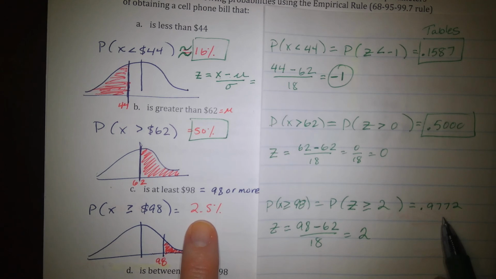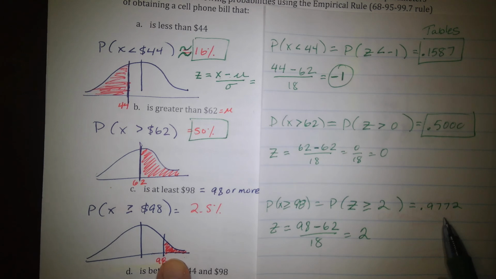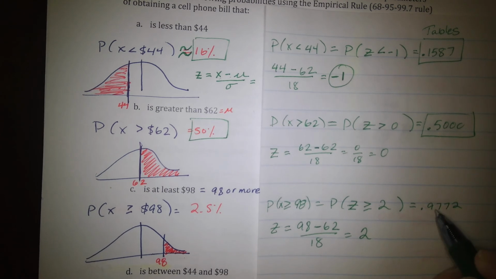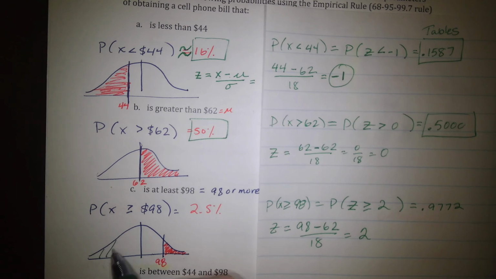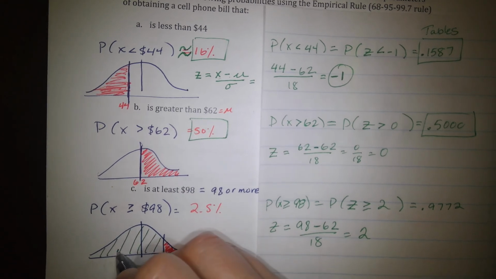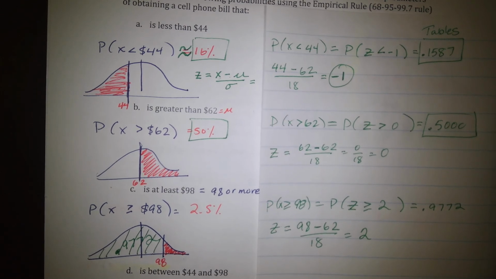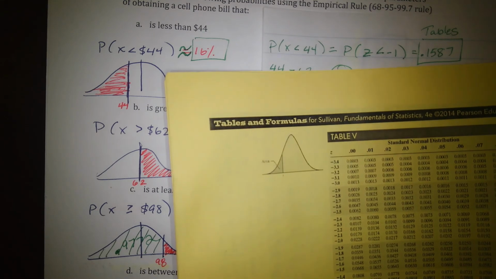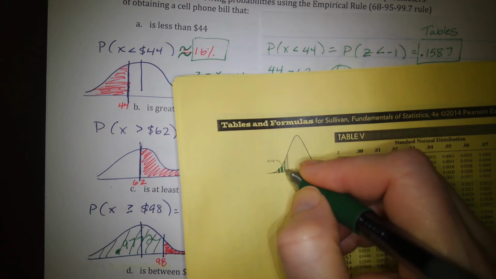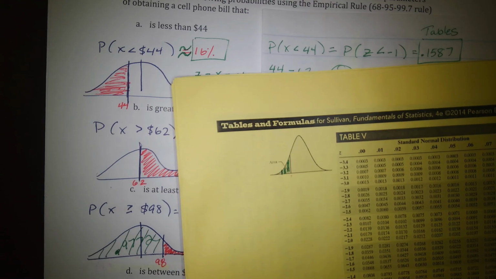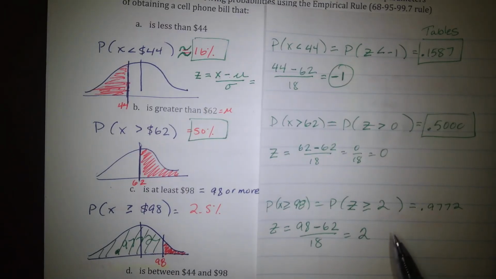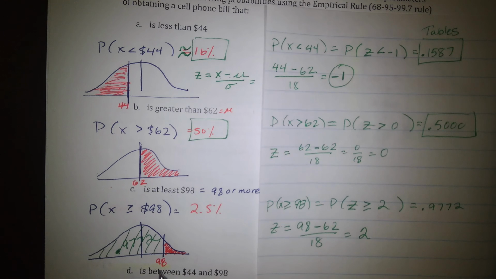And the reason why is because I'm looking for the right-hand side of the graph. This area, 0.9772, is actually this area over here. Okay? The table will only give us areas, and there's even a little picture at the top. The table will only give us areas to the left of a particular line, not to the right. So this number right here was the area to the left-hand side of 98.